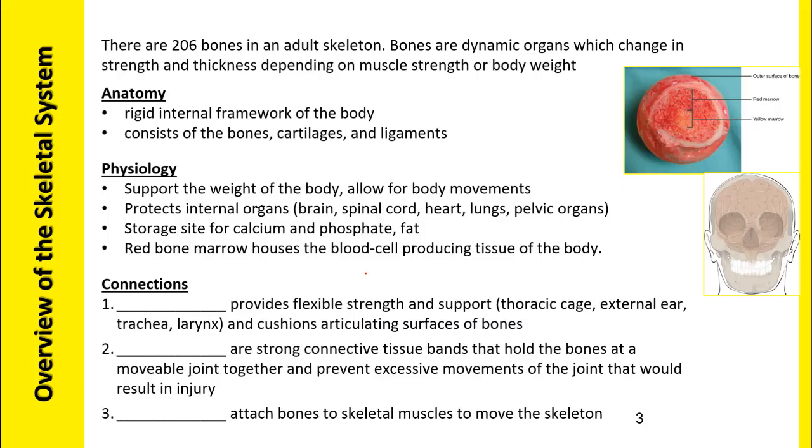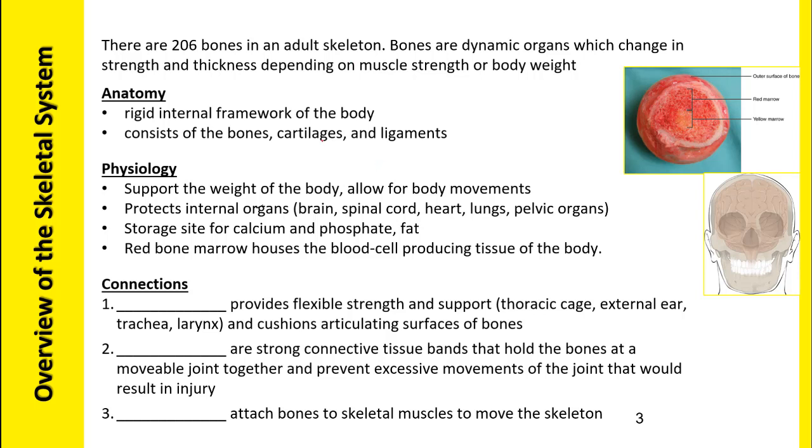As you may know, there are 206 bones in the adult skeleton. Bones are dynamic organs which change in strength and thickness depending on muscle strength or body weight. That means your bone can become thicker or thinner depending on the exercises that you do, depending on the diet, depending on the amount of calcium floating around in your system, depending on a lot of things. So each bone is a dynamic organ which can adapt depending on the situation.